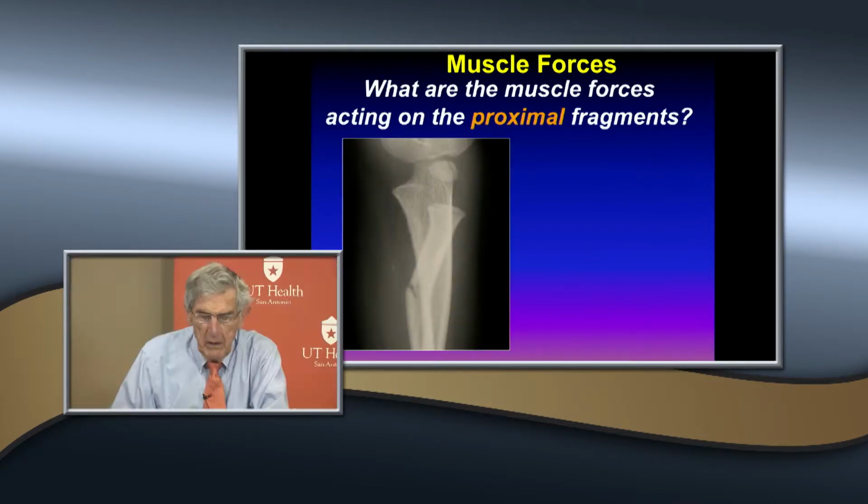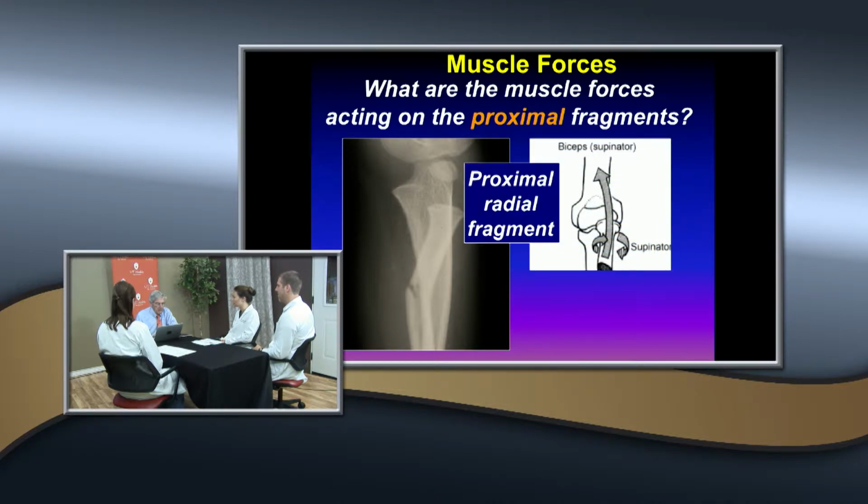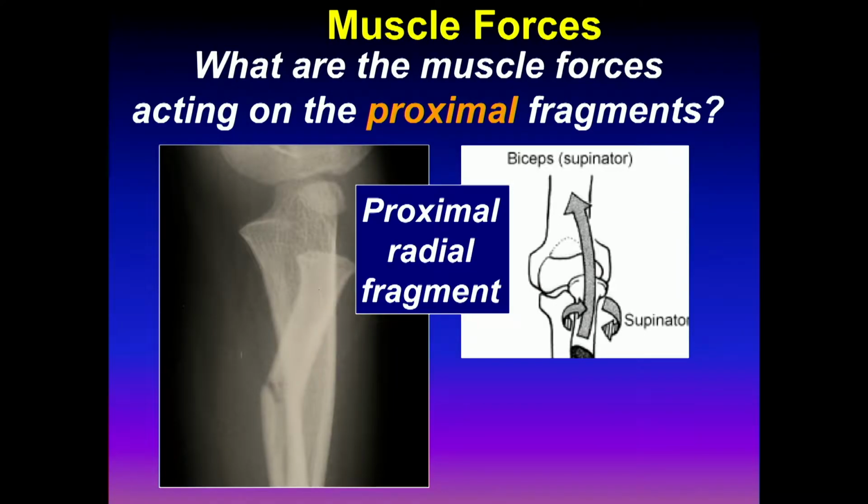Now, if you have a fracture, what are the muscle forces that make the proximal fragment angulate? You have the biceps, which causes it to flex, and then you have your supinator, which causes it to supinate. Both of those, biceps and supinator. And what do they do to that proximal fragment? They flex it, supinate it, and externally rotate it.